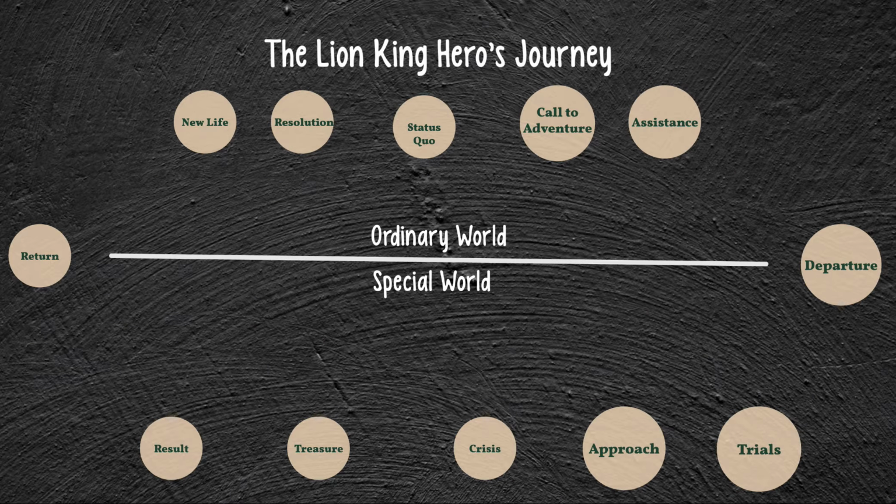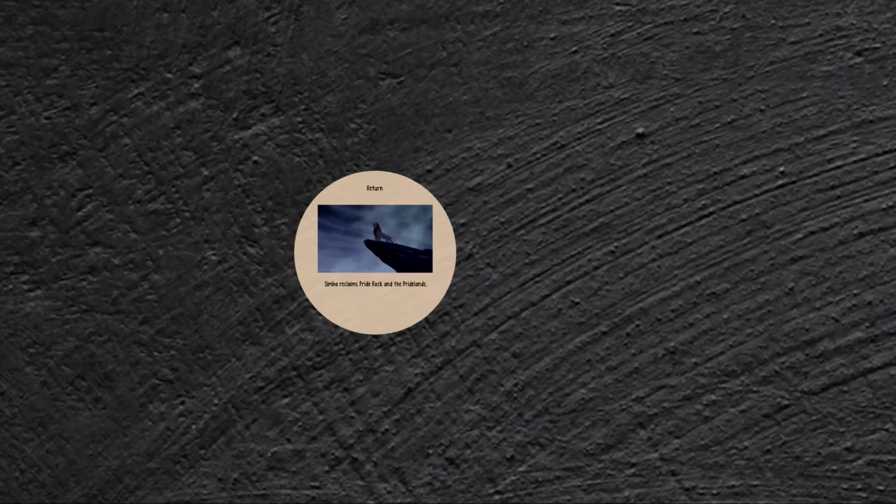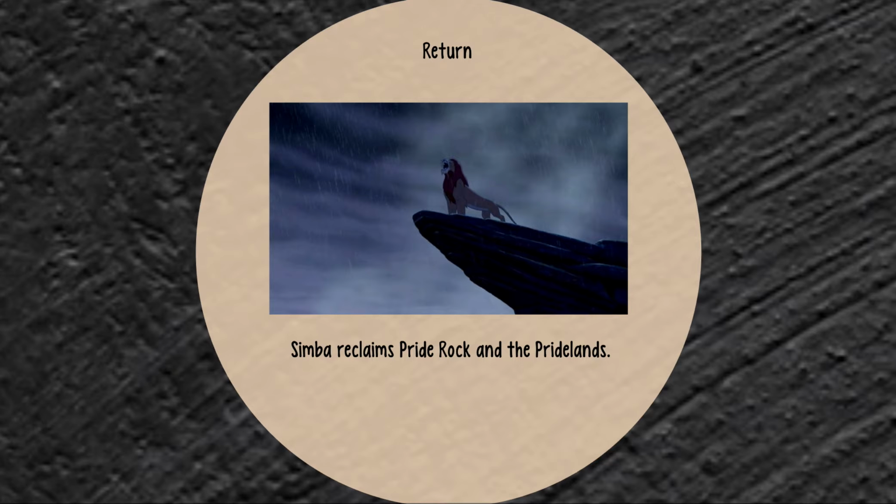Now we're going to go to the return. This is where our hero has decided that they are coming back to their ordinary world. In Simba's case, this means he walks up Pride Rock, stands at the end, and makes this giant roar. What he's doing is reclaiming Pride Rock and the Pride Lands for himself and the lions. And he has officially returned as king of the Pride Lands.